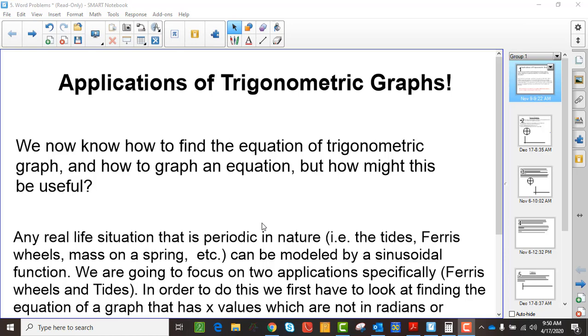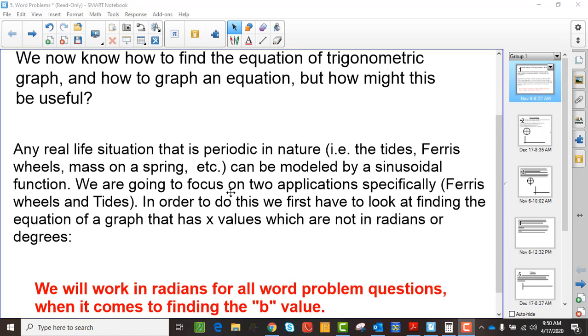You won't ever look at a Ferris wheel the same after you're done doing these trig graph applications. So what we're basically going to try to do is take a situation and draw a graph. And once we recognize that that graph is sinusoidal, we're then going to try to find the equation. I'm going to show you how to do that.